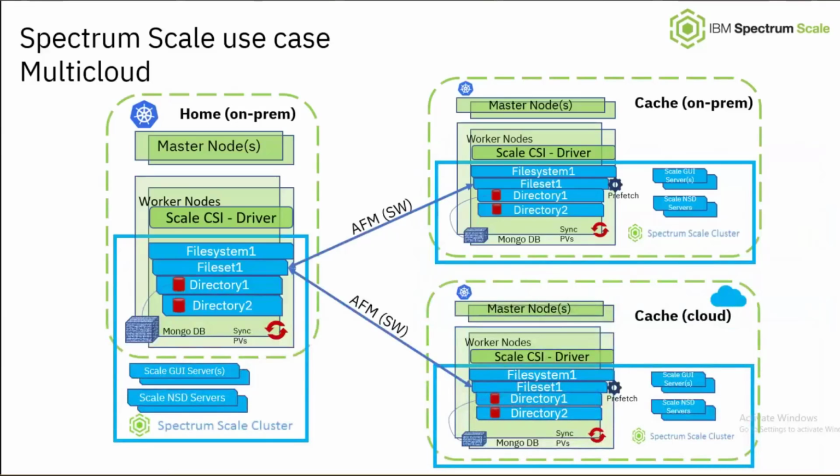So probably my last use case is covering the multi-cloud scenario. This is also what a couple of clients are asking for, especially those clients who want to share data from their on-prem environment to the public clouds. And a scenario that we built as part of the Spectrum Scale CSI Redbook that you'll find out there in the internet is a scenario where we use AFM, active file management technology, to replicate data from an on-premise home site to a cache site, for example, in the IBM Cloud or in AWS or both.